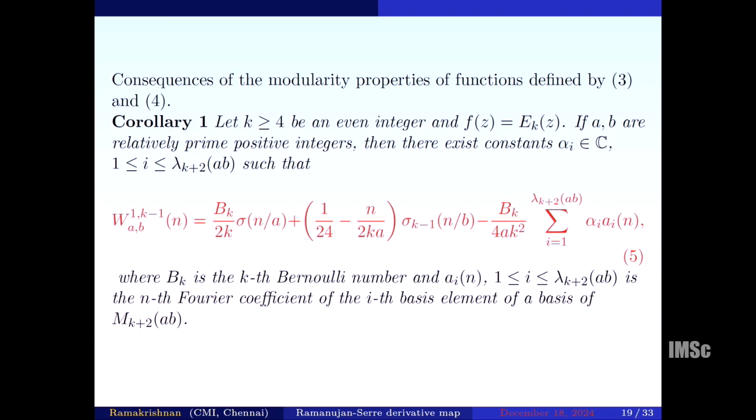As a consequence of this modularity condition, we have the following corollary. Let k greater than or equal to 4 be an even integer and f(z) is Ek(z). If a and b are relatively prime, then there exists a constant alpha, and lambda_{k+2}(ab) is the dimension of the space of modular forms of weight k plus 2 and level ab. Then you express W_ab(1, k minus 1), this required convolution sum, in terms of a linear combination of the basis elements up to these extra divisor functions. Bk is the kth Bernoulli number appearing in the definition of Ek. So this is what we evaluate.